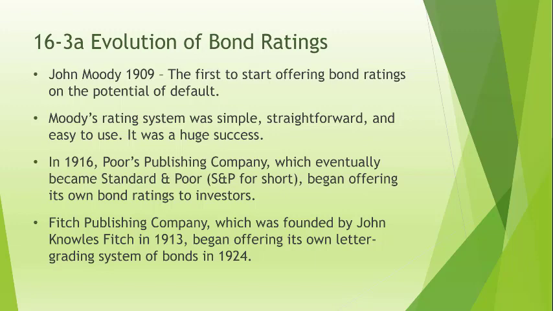And in 1916, Poor's Publishing Company, which eventually became Standard & Poor's, S&P for short, which is now owned by McGraw-Hill, interestingly, began offering its own bond ratings to investors. So that's two sets of bond ratings. And then Fitch Publishing Company, which was founded by John Knowles Fitch in 1913, began offering its own letter grading system of bonds in 1924. So the three main ones that are looked at are the Moody's rating system, the S&P rating system, and the Fitch rating system.